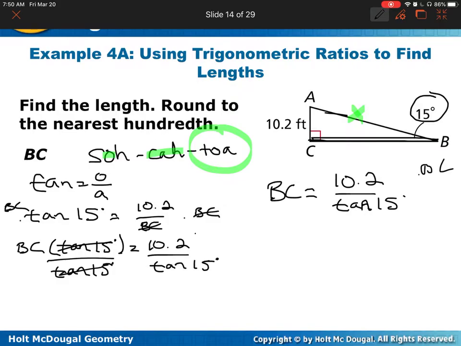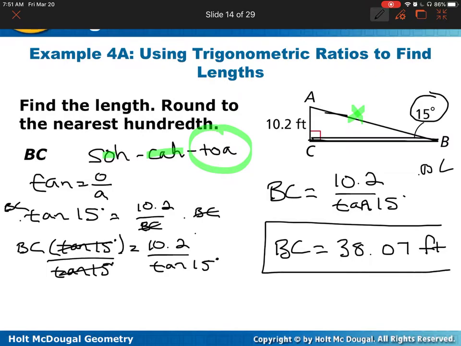Now we can actually solve that. We take our 10.2 and divide it by the tangent of 15, and BC comes out to equal, and it says rounded to the hundredth, 38.07, and we're working with our units of feet. So 38.07 feet.